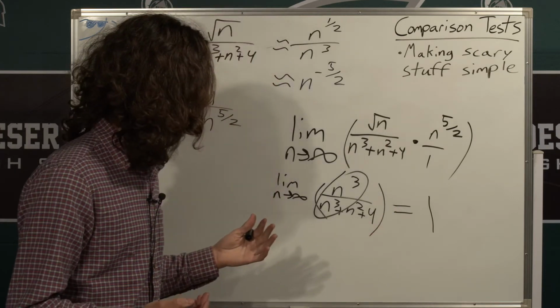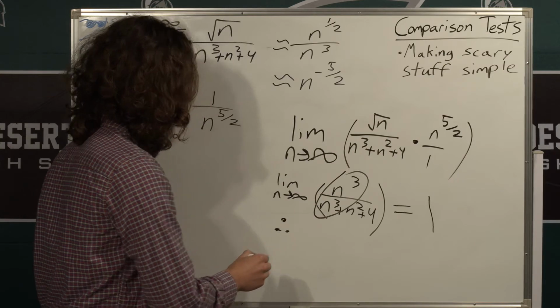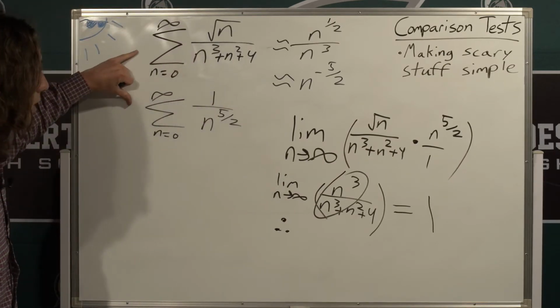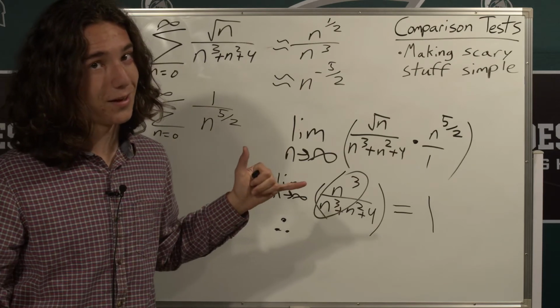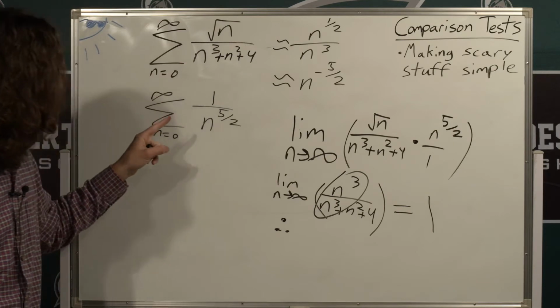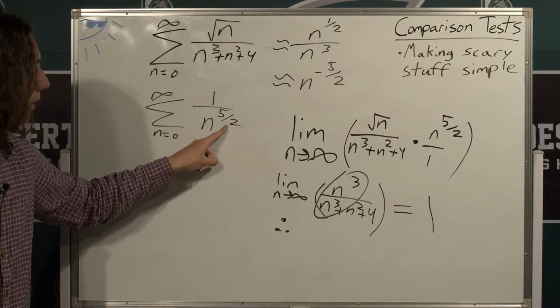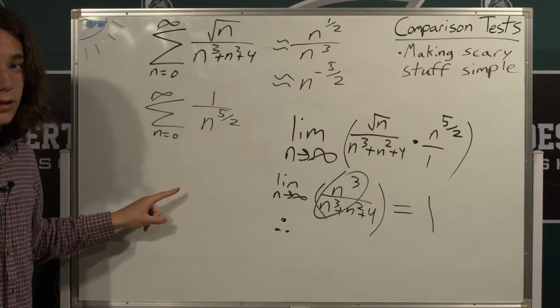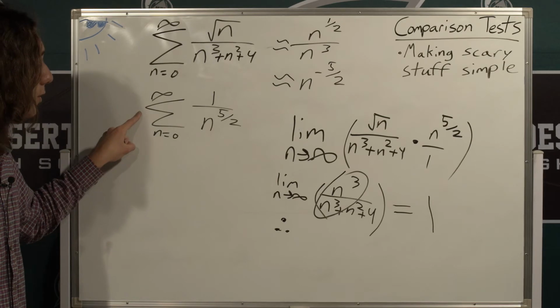And therefore, these two series do the same thing by the limit comparison test. And since they do the same thing, we know that 1 over n to the 5 halves is a p-series. 5 halves is greater than 1. And so this is a p-series with p greater than 1, and therefore this converges.